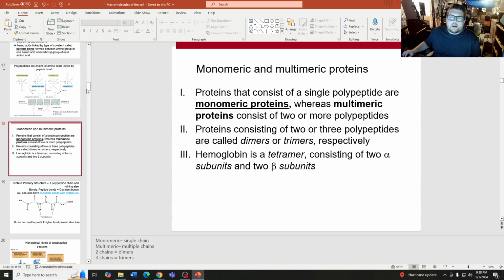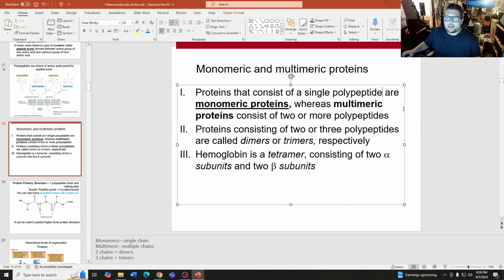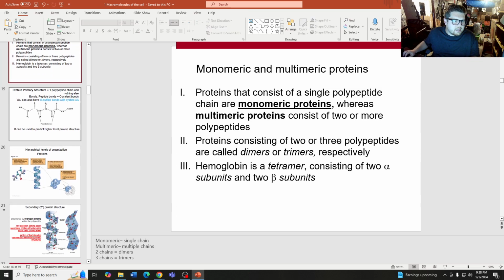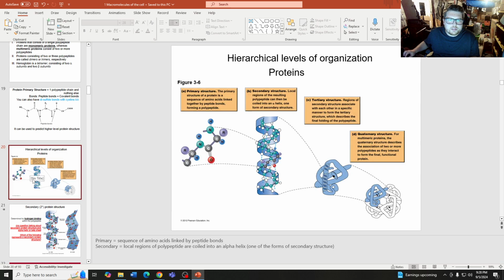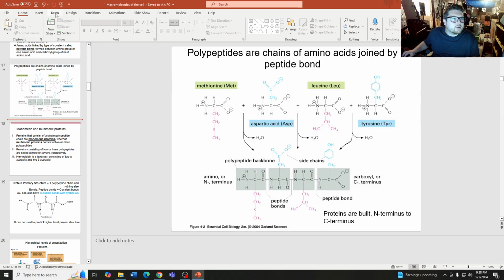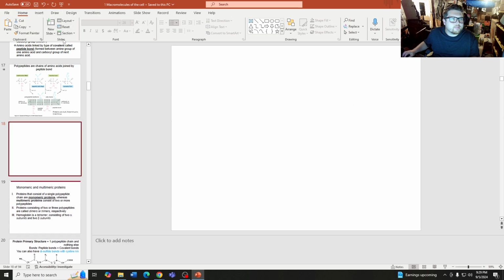Continuing, monomeric and multimeric proteins. So proteins that consist of a single polypeptide chain. I'm going to add a couple things in here first. I'm going to add a new slide here.